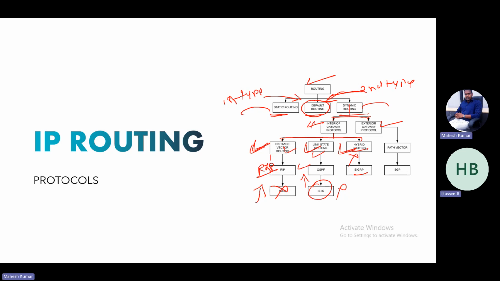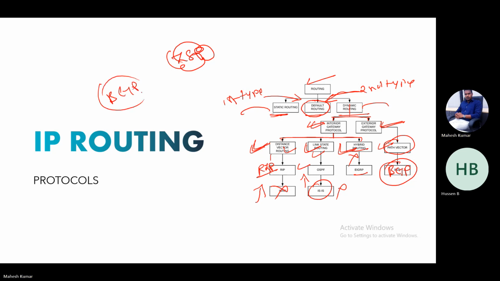That is about the IGP. After that we have EGP, exterior gateway protocol, also called path vector protocol. It is only BGP, Border Gateway Protocol, which is especially designed for ISP purposes, like internet service providers. We are not using BGP in our offices. Only in very big organizations, service provider organizations, you'll find BGP. Rest you cannot find it.